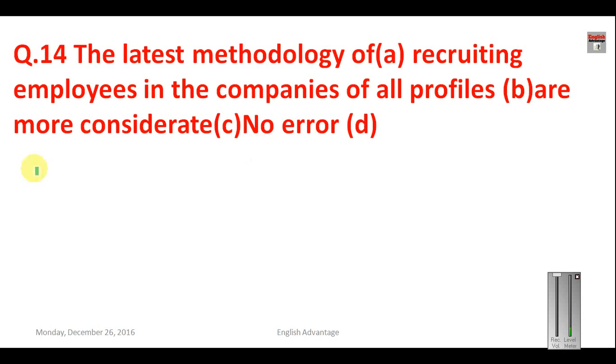Okay, now these kind of sentences are common not only in SSC but also in banking exams. Whatever is written before this preposition will be considered your subject. So before this "of", the subject is the latest methodology, and the methodology is singular. So this will be considered the real subject. These recruiting employees, companies and profiles will not be considered the real subject. The real subject is the latest methodology, and the latest methodology is singular. So that is why in place of "are", you have to write "is".